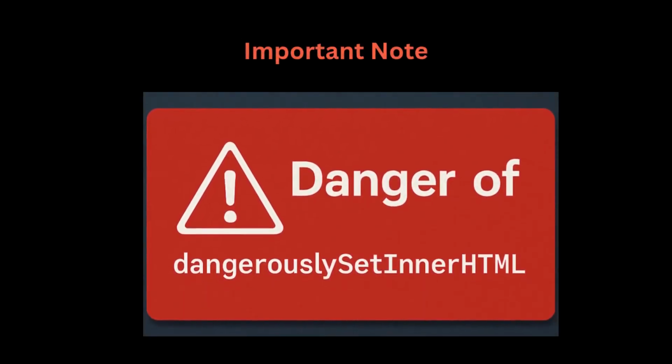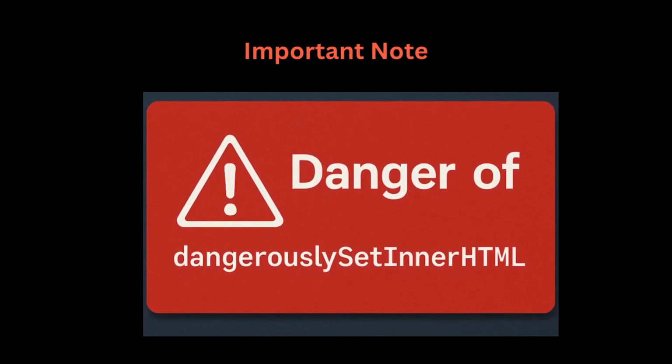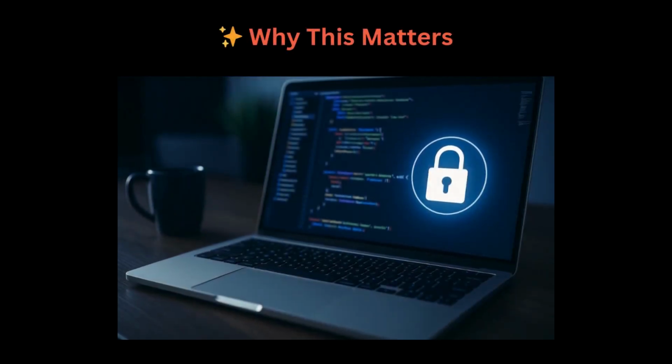Important note. There's one exception to this rule, and that is dangerouslySetInnerHTML. As the name suggests, this bypasses JSX's protection and allows raw HTML to be injected. If you use this carelessly, you open the door for XSS attacks. Only use dangerouslySetInnerHTML when absolutely necessary. And always sanitize the data first.